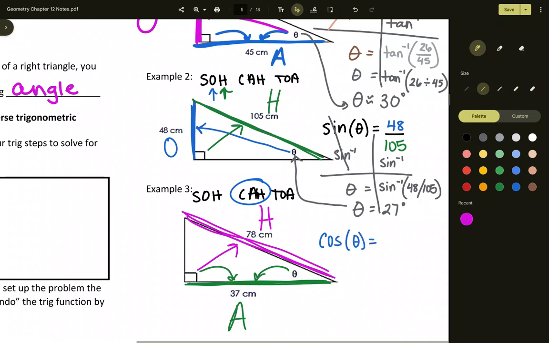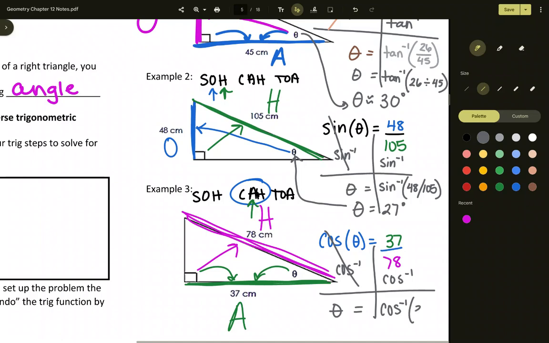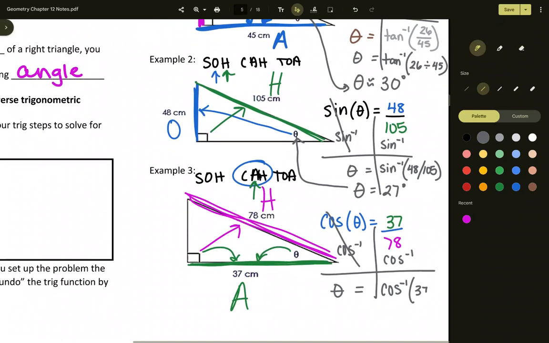And again, my A came first in that abbreviation CAH, so that number is going to go on top. My H came second, so that number 78 is going to go on the bottom. And then we do a T-chart. Inverse cosine to both sides. Theta equals the inverse cosine of 37 divided by 78.